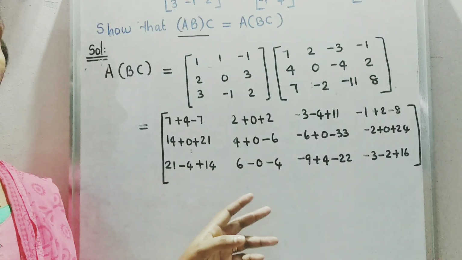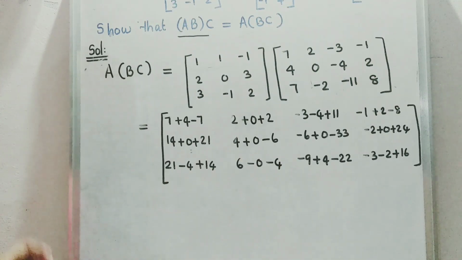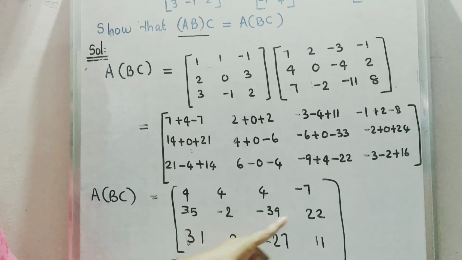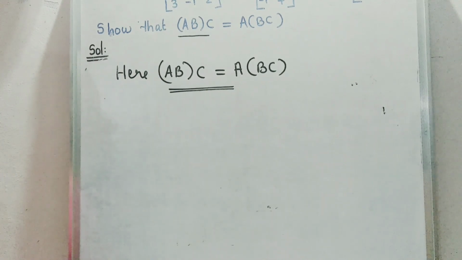Similarly, we can calculate all the terms. That is equal to matrix 4, 4, 4, minus 7. 35, minus 2, minus 39, 22. 31, 2, minus 27, 11. Here, AB into C equal to A into BC. Clear?